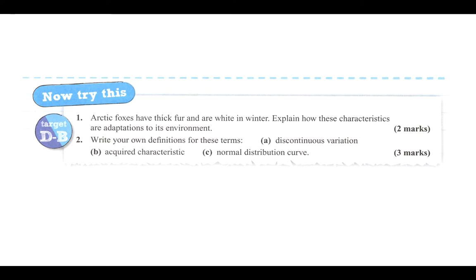Okay, so hopefully you paused the video when I asked you to pause it. So you should now have some answers for the questions that are currently on the screen. The first question says, Arctic foxes have thick fur and are white in winter. Explain how these characteristics are adaptations to its environment. Now, adaptations are something that we haven't really discussed as of yet.